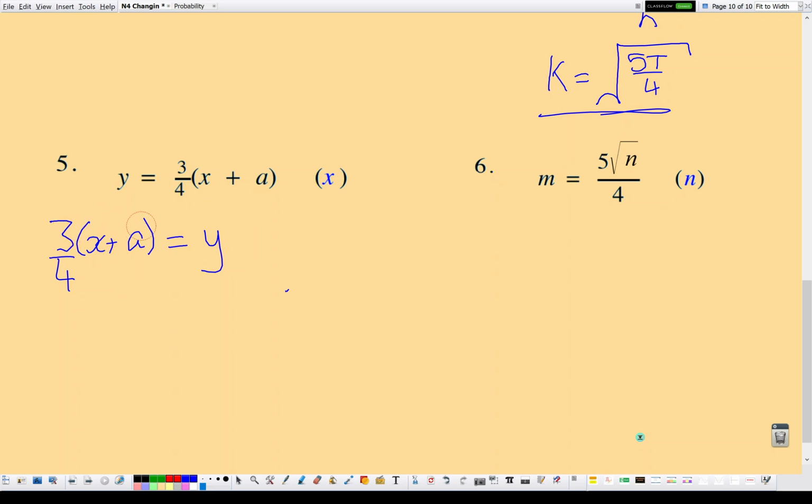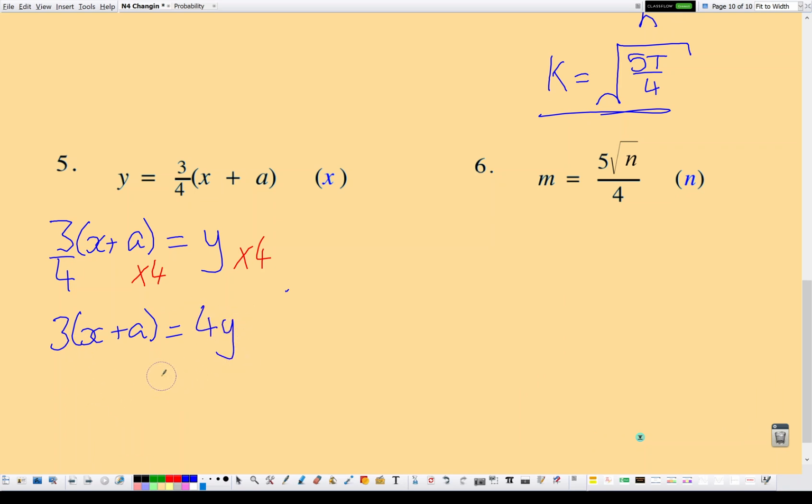Now the bracket, imagine that as just being like a letter. That is just like 3/4 times a letter, which means it is all actually just one term. So I just need to multiply this once, and then I need to multiply the term on the right. So treat a bracket as if it is one single term, one letter. So the divide by 4 cancels with the times by 4. It leaves me 3 bracket x plus a equals y times 4, so that's going to be 4y.